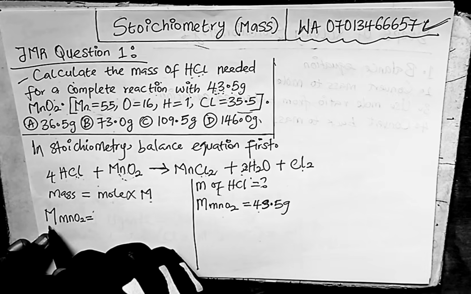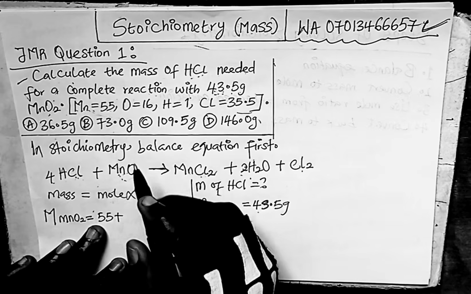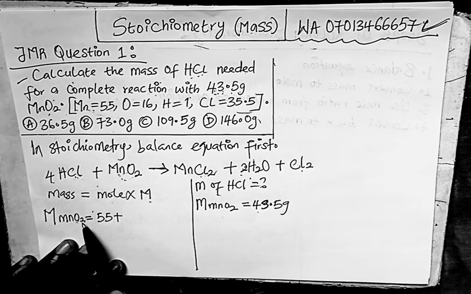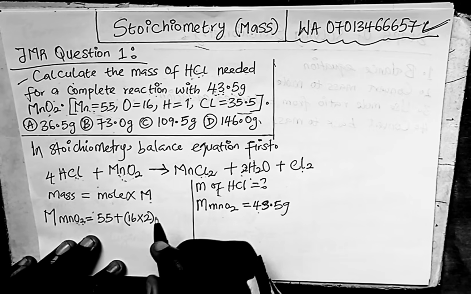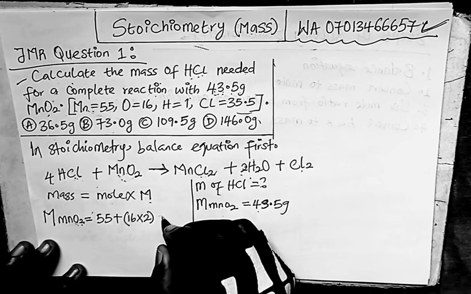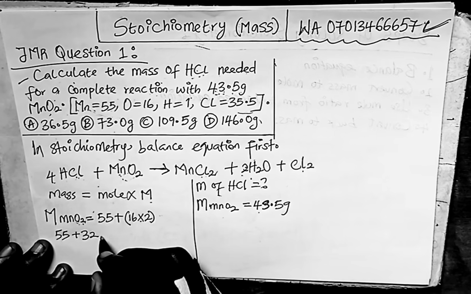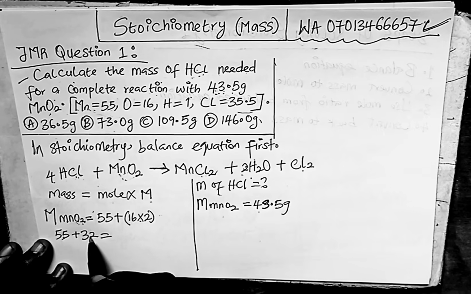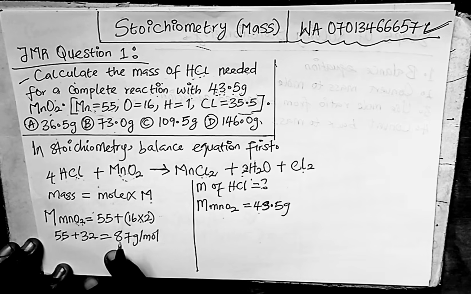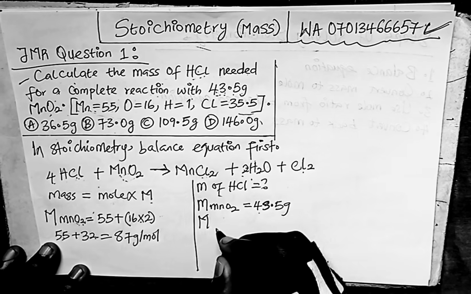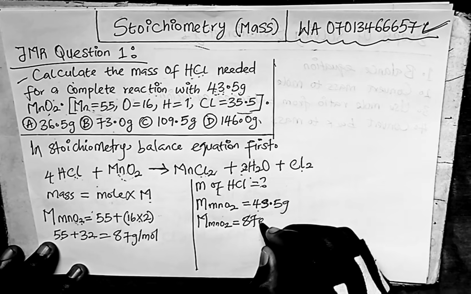So the molar mass of manganese dioxide is equal to, what's the molar mass of manganese? 55, plus, what's the molar mass of oxygen? Remember, we multiply by 2 because we get 2 here. The molar mass of oxygen is 16. We put in bracket 16 times 2. So this will give us the molar mass: 55 plus 16 times 2, which is 32. This will give us 55 plus 32, 87 gram per mole. So the molar mass of manganese dioxide is equal to 87 gram per mole.